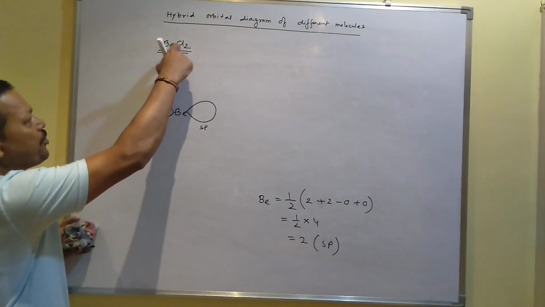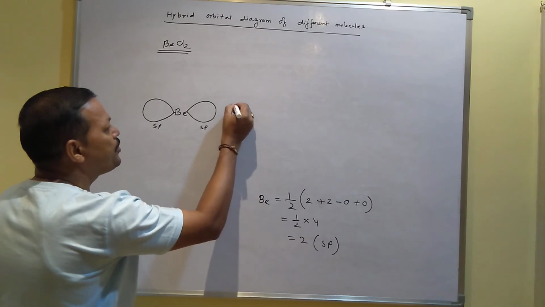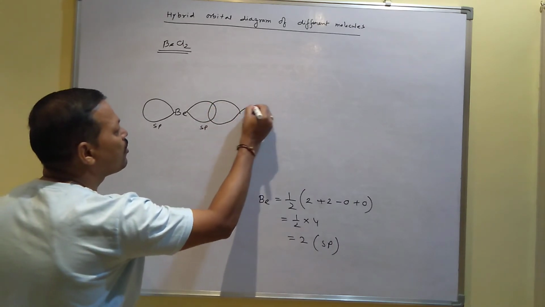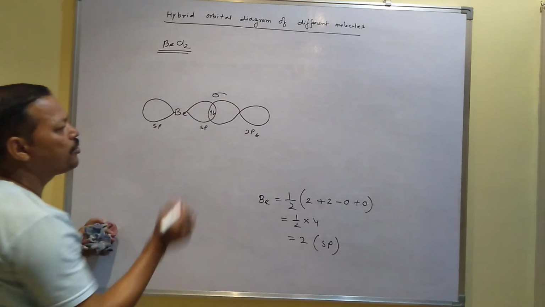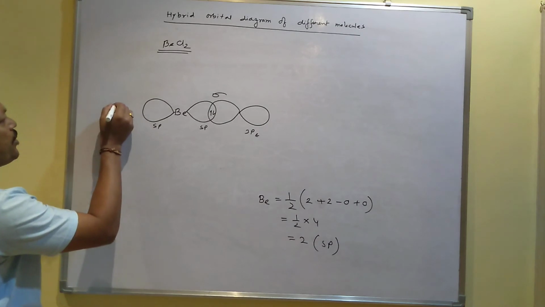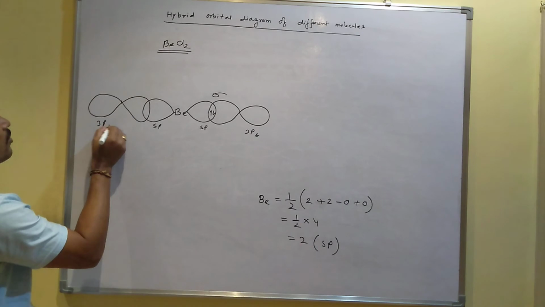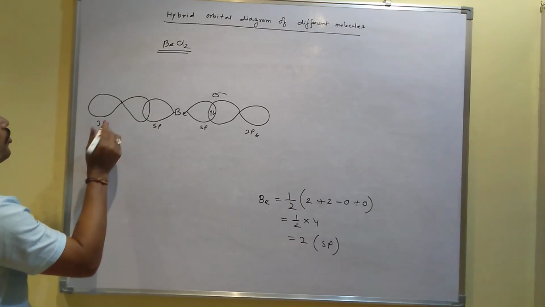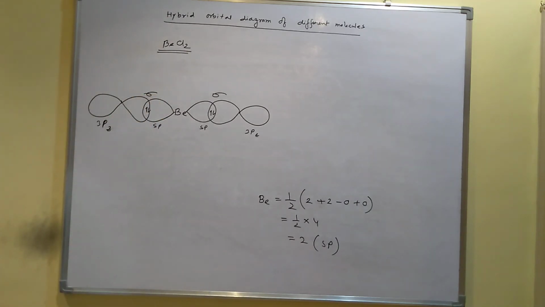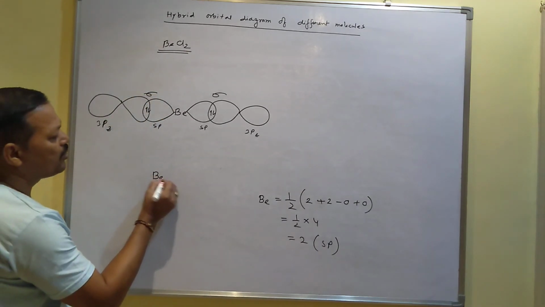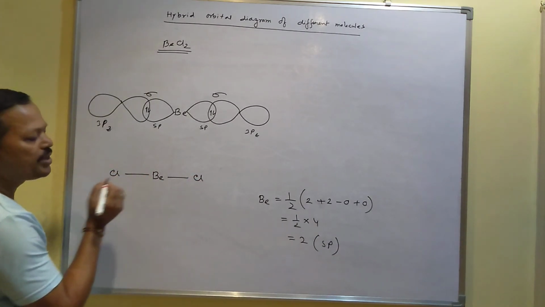So here the surrounding atom is chlorine, and chlorine p orbital is involved in bonding. So this is the 3pz orbital of chlorine. They produce one sigma bond, and this is 3pz of another chlorine. It also produces one sigma bond. So ultimately what you will get, this side one beryllium chlorine sigma bond, this side one beryllium chlorine sigma bond.